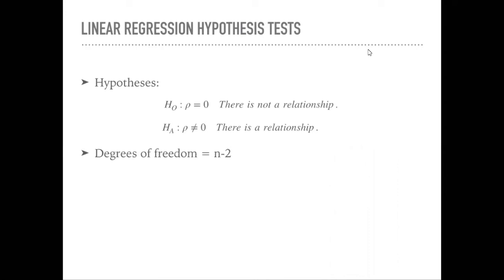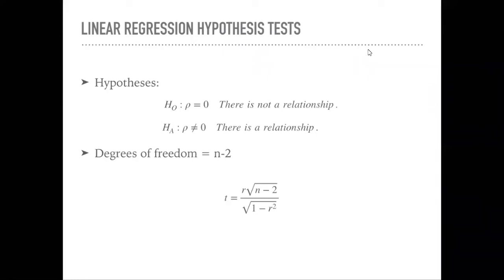Our degrees of freedom is n minus 2, and we're actually using the t-distribution here to do this. And I'm not going to get into the theory behind why we end up using the t-distribution. Google it, YouTube it, or email me if you have questions about why we use the t-distribution. Just know that we are.